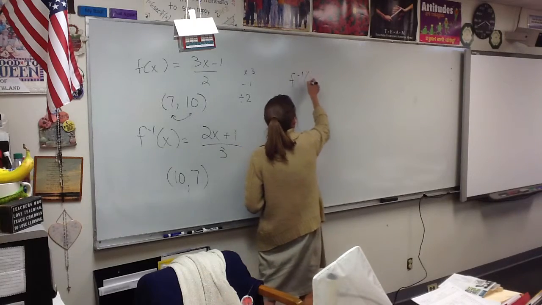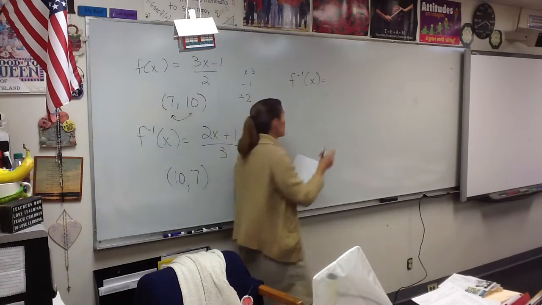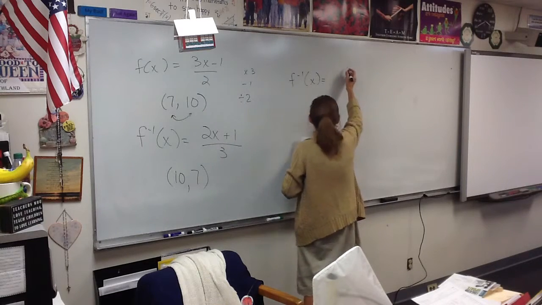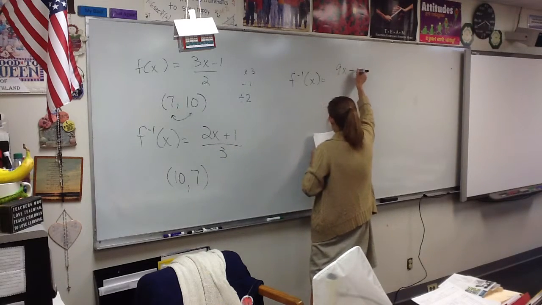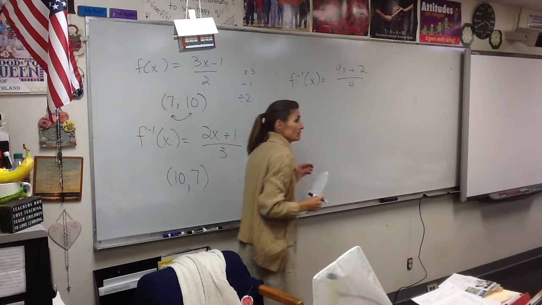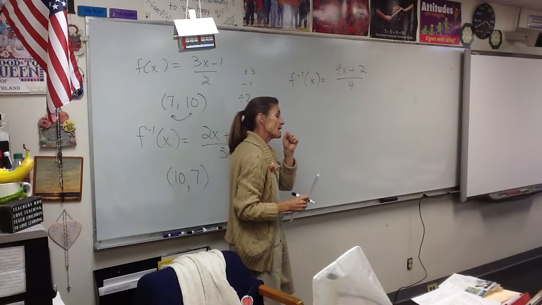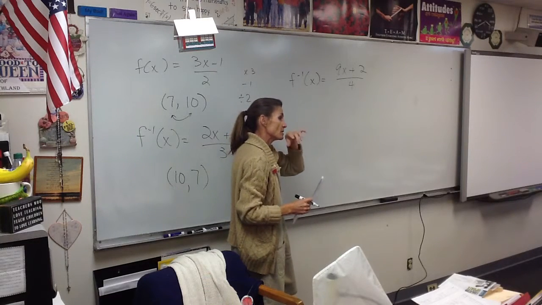Anybody want to share your answer? What did you get for the inverse? And let's use this notation, Jake. I have a 9x plus 2 over 4. What do you think, kids? Did you do this by hand, or in your head, Jake?